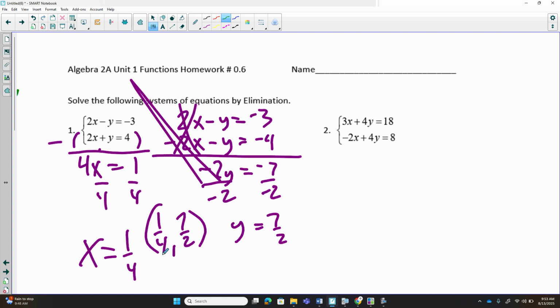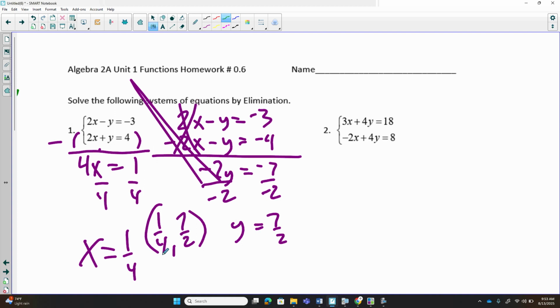Okay? So if I'm looking at number 2 there, Addison, what would I eliminate? The x's or the y's? The y's. But I can't eliminate them right now, okay? So Peyton, what did we have to do in order to make that happen?